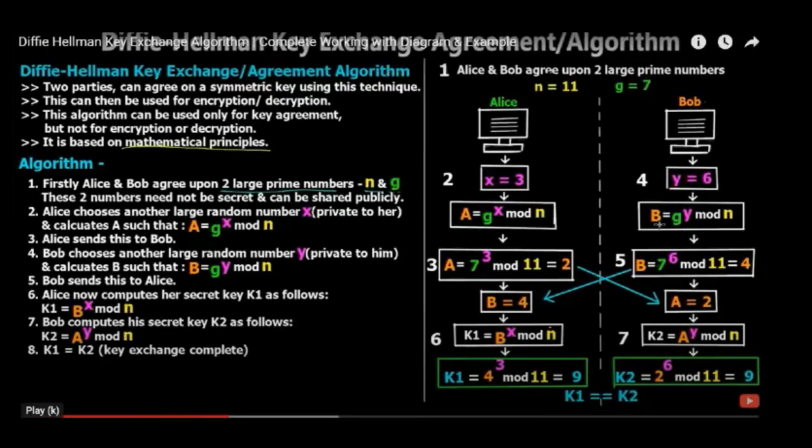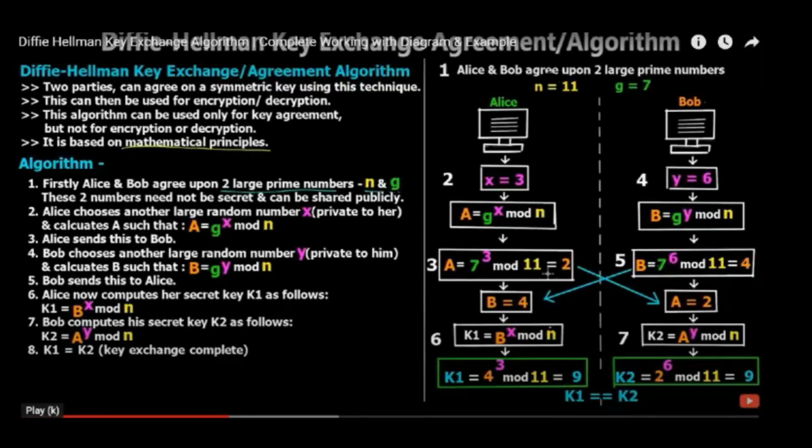Then the next line. What is that? You see they are calculating here. A equal to the value of G, which is 7, power 3 mod 11. So the answer is going to be 2. Remainder. The same thing: B is equal to 7, G is 7, Y equal to 6. So 7 to the power of 6 mod 11 equal to 4. So here the remainder is 4. That means B equal to 4. Here A equal to 2.